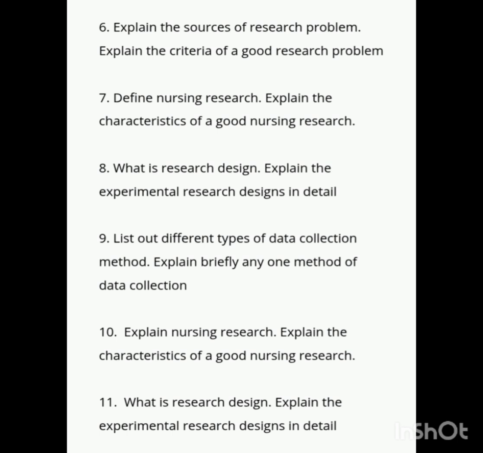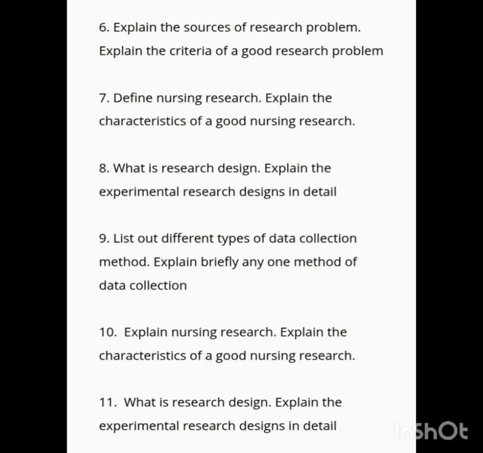Okay, and next is the seventh question: define nursing research and explain the characteristics of good nursing research. So in this question you have to first define nursing research and then you have to write the characteristics of good nursing research. Some of the characteristics include critical thinking, communication, collaboration, integrity, time management, problem solving, data collection, etc.